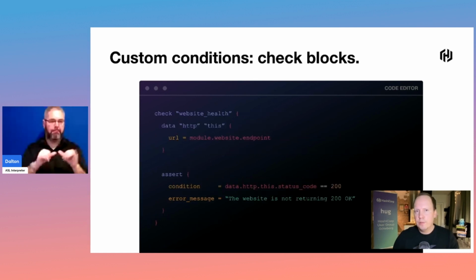Finally, we have check blocks. So check blocks allow us to make assertions not really tied to any life cycle of any specific resource or data source. So in this case, we have set up a website using a module. This website has an endpoint, and we're using this check block basically to make a request to the endpoint and make sure that the website is responding.